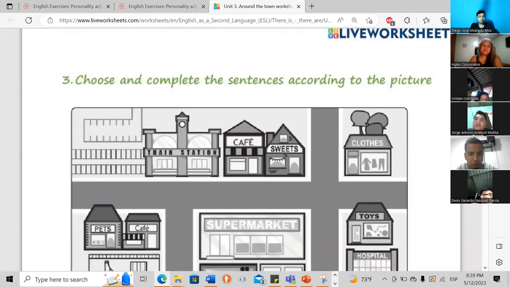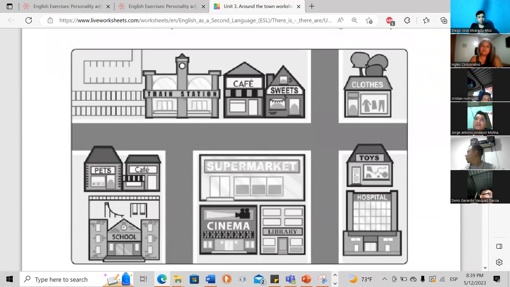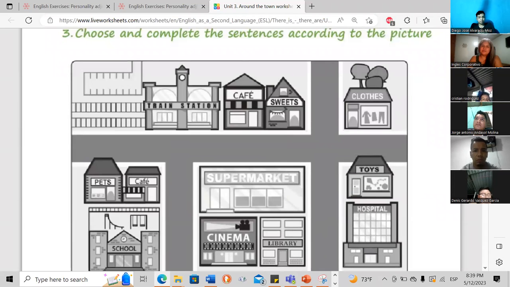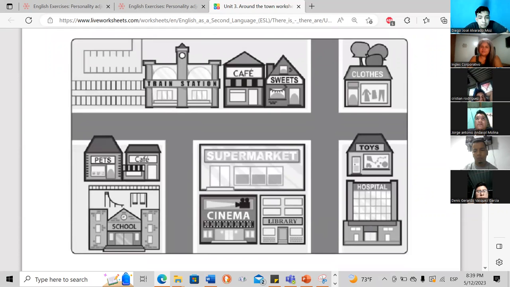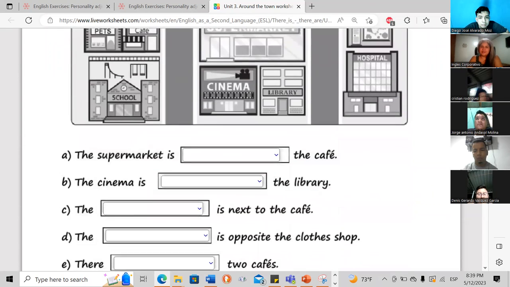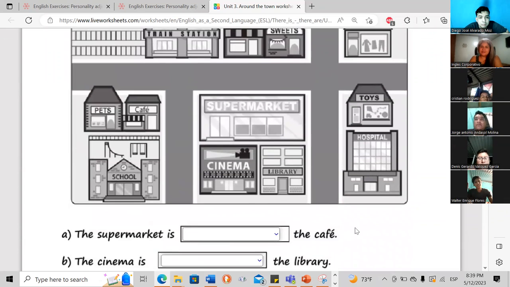What about here? It's just a complete sentence according to the picture. Okay, we have here a cafe, sweets, clothes, pet, cafe, school, supermarket, cinema, library, toys, hospital. That is all that we have. The supermarket is opposite or in front of? Opposite.